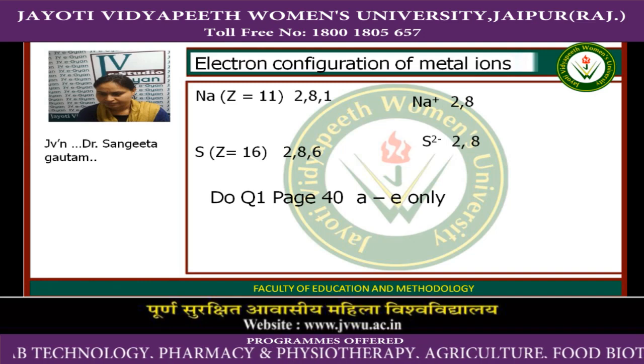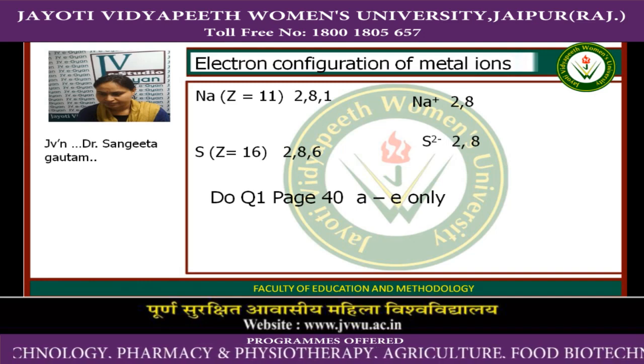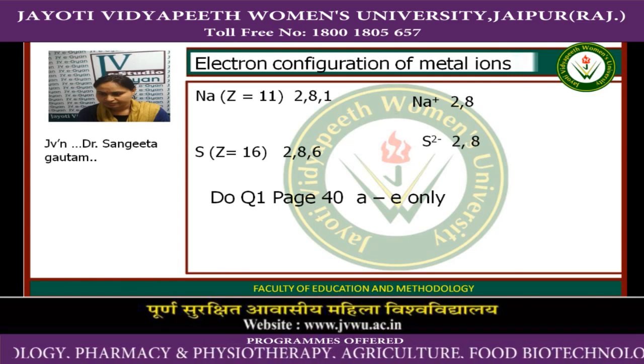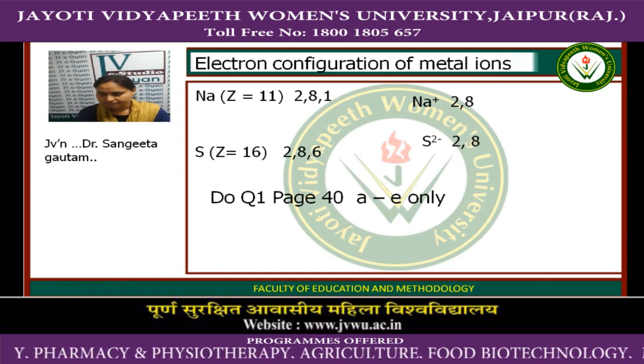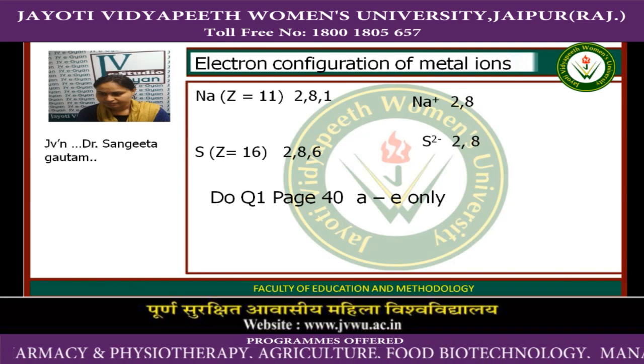Next, the non-metal element sulfur. The atomic number of sulfur is 16 and its configuration is 2, 8, 6. When it converts into the S2- ion, the configuration will be 2, 8, 8.